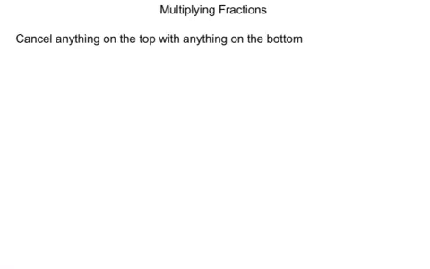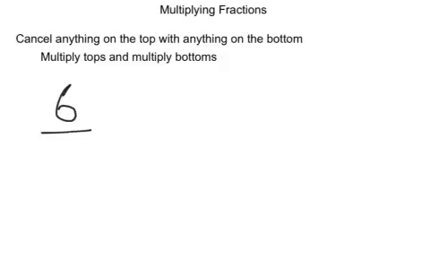Multiplying fractions is even easier than adding and subtracting fractions. We have two steps. Firstly, we can cancel any term on top with anything in the bottom. Then, we simply multiply the numbers on the tops of the fractions, the numerators, and we multiply the numbers on the bottom of the fractions, the denominators. So, for example, let's do 6/7 multiplied by 14/15.